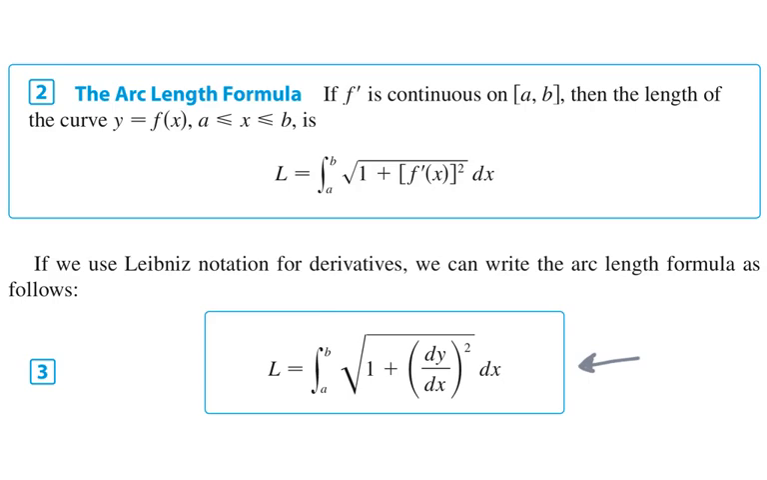So when you have a y, you take the derivative of it, square it, add 1, put it in a square root, and find the length from a to b. Sounds simple. It looks deceivingly simple. So let's look at a couple examples of using this.